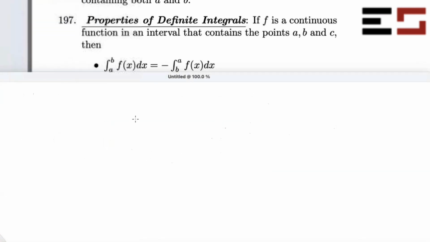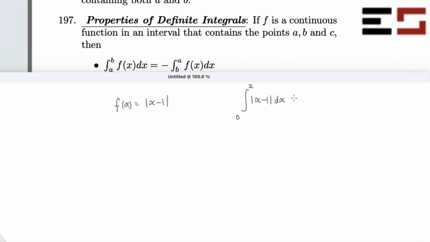Suppose f(x) is the absolute value of x minus 1. It's a non-negative function, continuous, and I want to find the integral of absolute value of x minus 1 dx from 0 to 2. Let's first break it into two and then do it, and then I'll tell you one quick way to do it, just by plotting the graph. Is that fine?